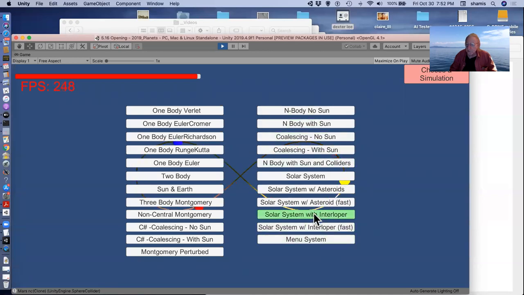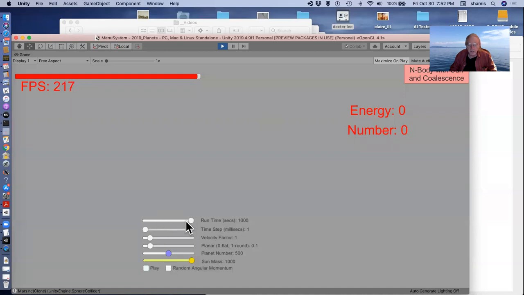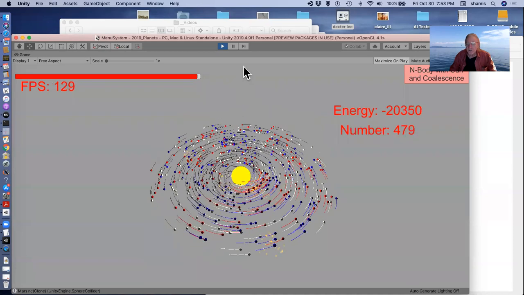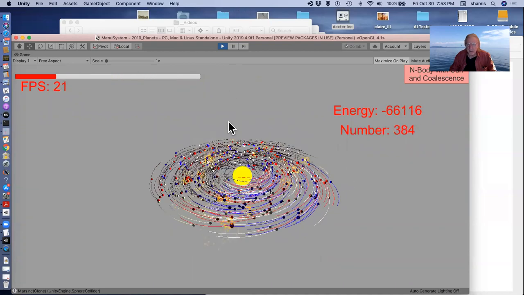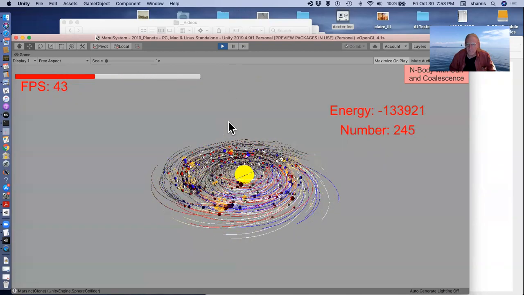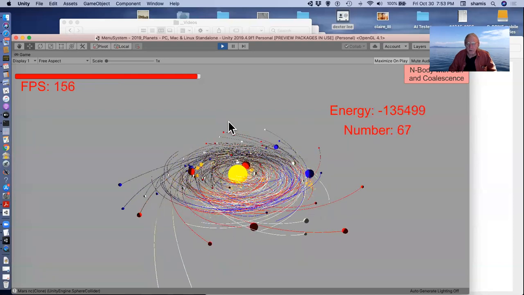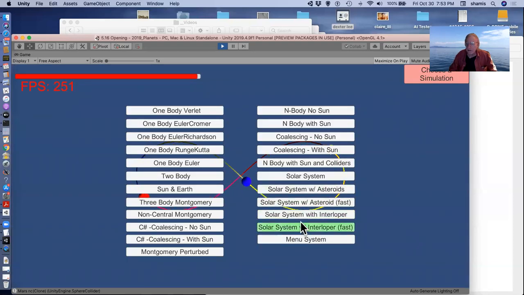There's a situation where what happens to the solar system if another star comes by too close, and there's also a menu system that lets you set up the different parameters. You can set the velocity, how many planets there are, what the sun mass is, and when you're ready, you press play, and it goes ahead and makes a little solar system of that ilk. So all this is very cool, and I'll let you play with these.